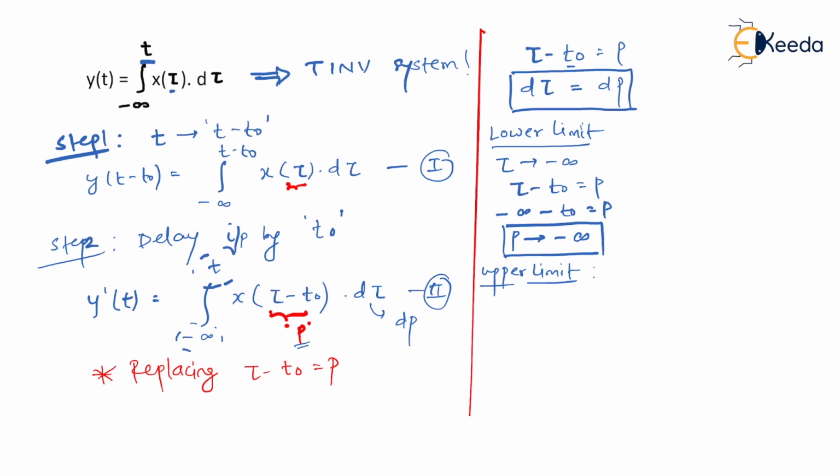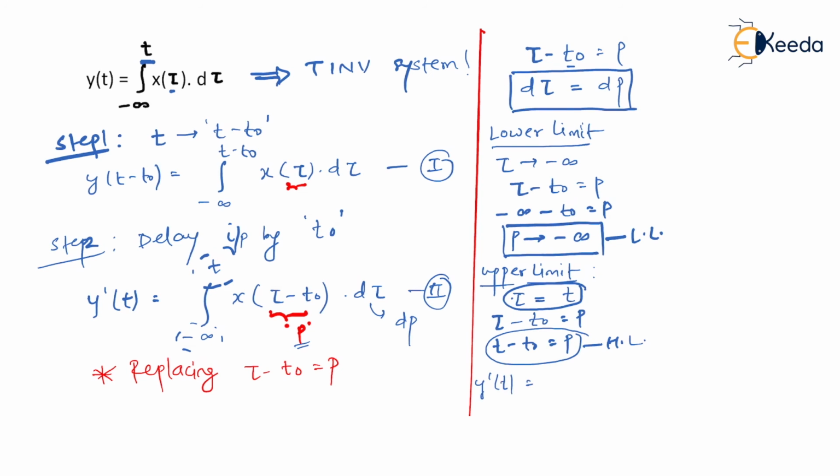So the upper limit was simply t, so tau was equal to t, right? But now we have a new relation, that is tau minus t naught equal to p. Replacing tau value equal to t here, so t minus t naught becomes p. So the new value of p is t minus t naught. So now this becomes the lower limit and this becomes the higher limit. Okay. Now we are going to change our equation of y dash of t.